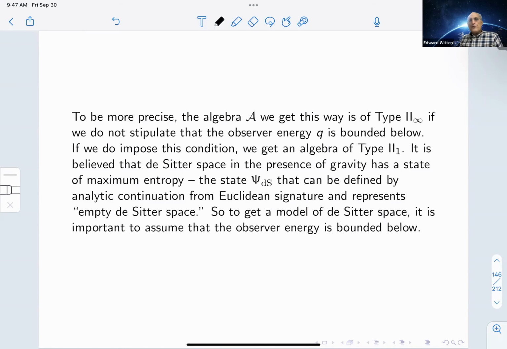So if we want to reproduce the fact that the entropy has a maximum, we have to assume that the observer energy is bounded below. But I think that's a very nice result, because physically it's obviously a much more realistic model of an observer to assume that the observer energy is bounded below. And that gives us what we need for de Sitter space.